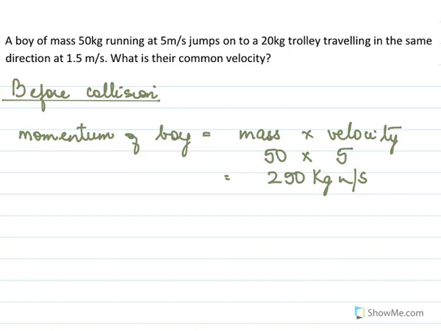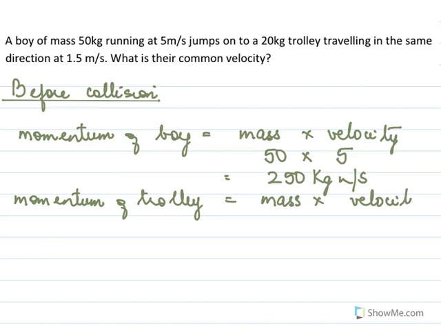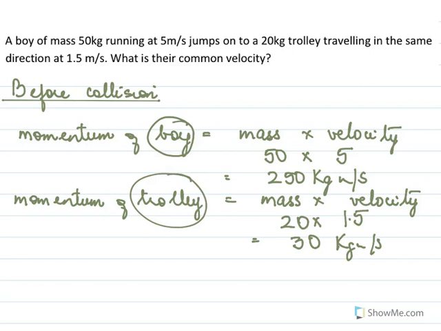Now this boy jumps onto a trolley. So we have to now find the momentum of the trolley. So the momentum of the trolley will also be mass into velocity. So mass of the trolley is 20, and they say the trolley is moving with a velocity of 1.5. So total momentum here will be 30 kg meter per second. That is the momentum of the trolley. In the next step, we have to find total momentum. So we've got to add the momentum of the boy plus the trolley.